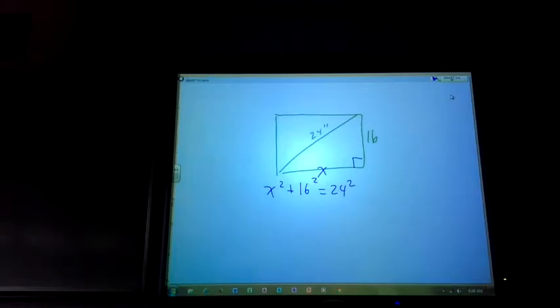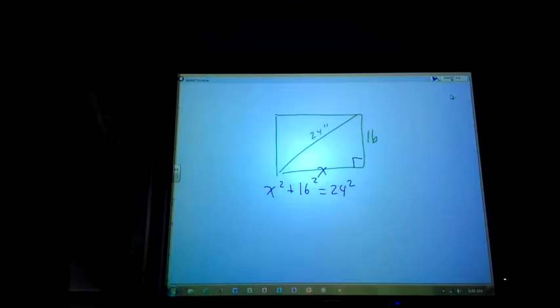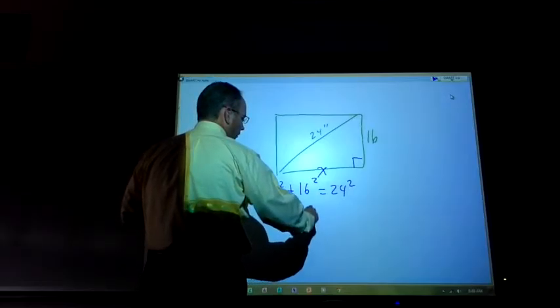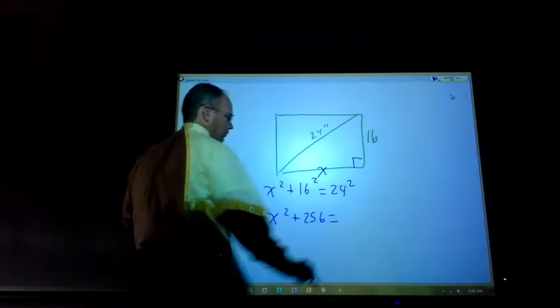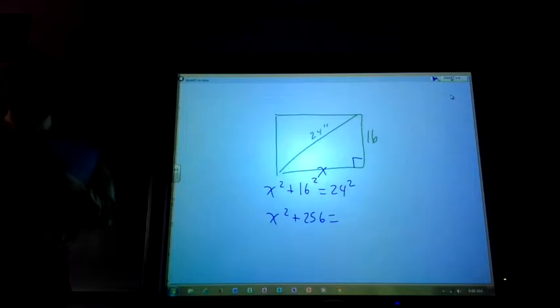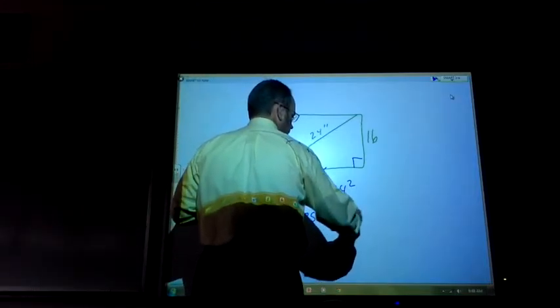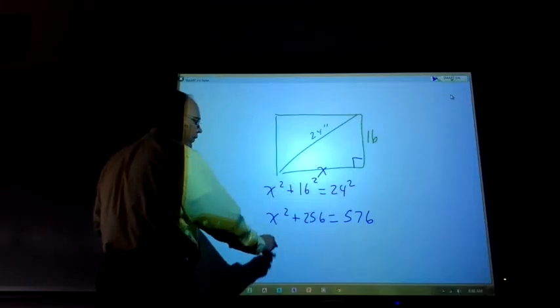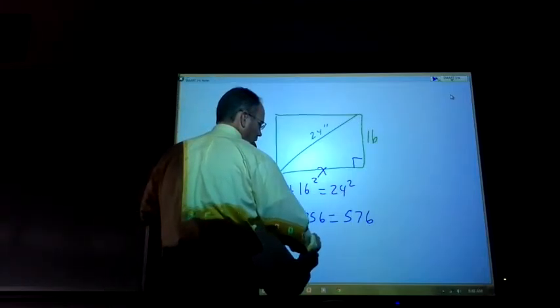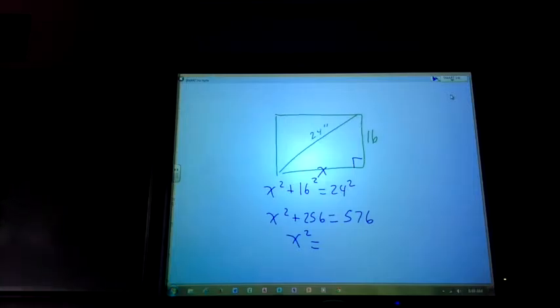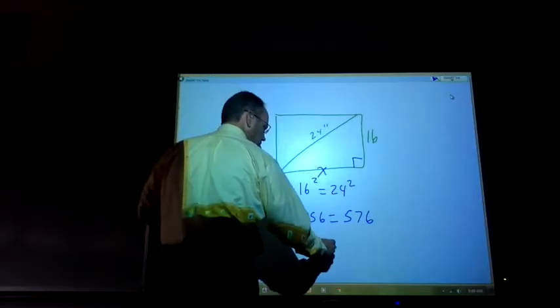No, 16 squared, not the square root of 16. But close. 16 squared is how much? 256. 24 squared is 576. I already had that on my paper. Subtract 256 from 576, we get what? 320. Is that what it comes out to?